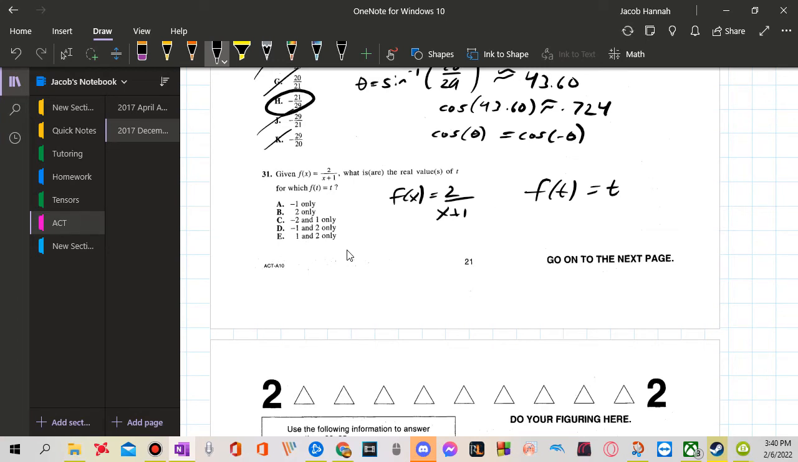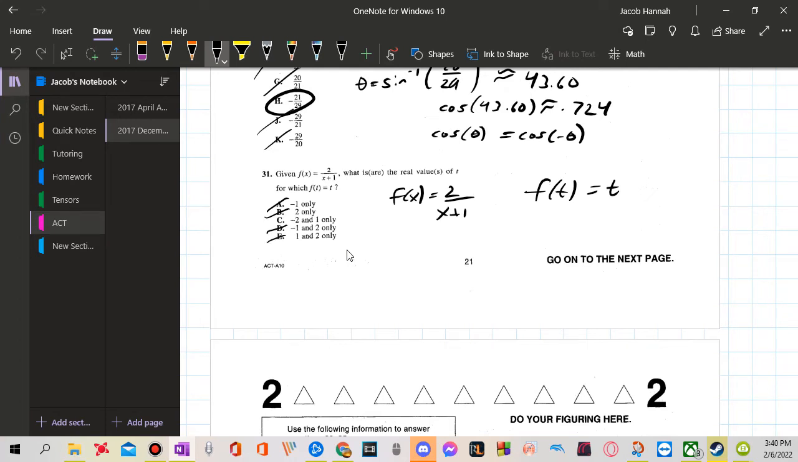So let's look over here at the choices. If you plug in -1 down here, that's going to give you infinity, because 2 over 0, you can't divide by 0. So mark off all the ones with -1. Alrighty. When you put in 2 down here, you get 2 over 3. So that can't be right. So mark out the ones with 2.